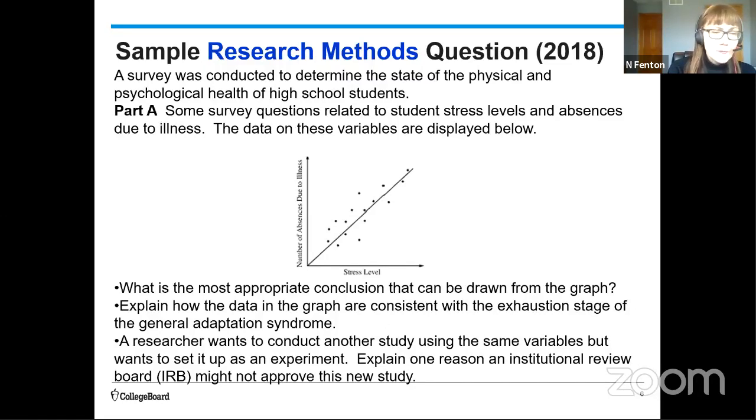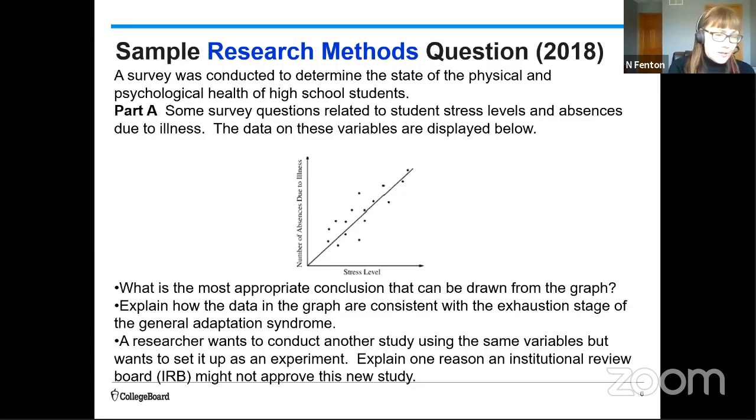So when they ask you for the most appropriate conclusion that can be drawn from the graph, this is going to have to be correlational. This is a survey that's descriptive research, and there's no evidence of any kind of experiment here. So there's no random assignment, there's no control group. You want to be really careful in your conclusion language as you're talking about a relationship. In this case, it's a positive correlation or a direct correlation between the number of absences and stress level reported.